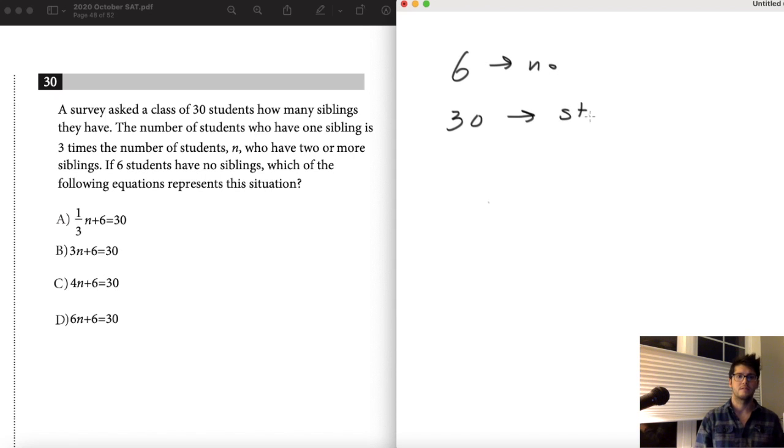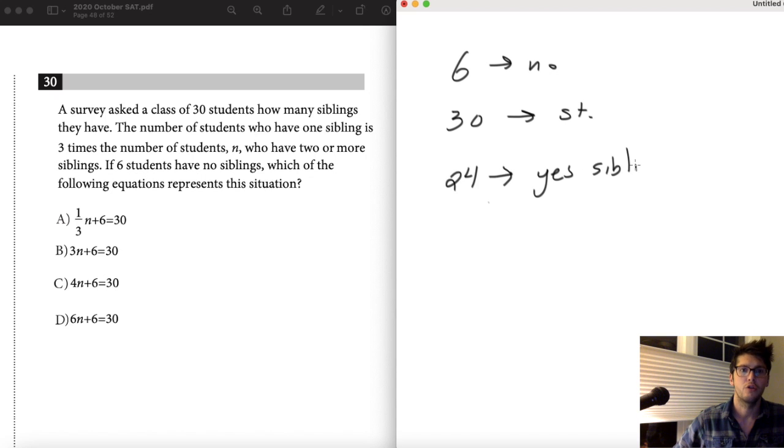Okay, this is that silliness that they like to pull sometimes. This language is crazy. The number of students who have one sibling is 3 times the number of students n who have 2 or more siblings if 6 have no siblings, blah, blah, blah, blah. Okay, look. If there's 30 students and 6 have no siblings, that means 24 have some siblings.